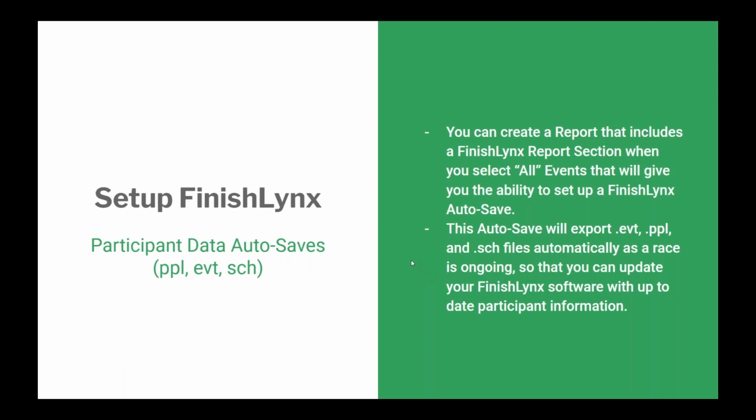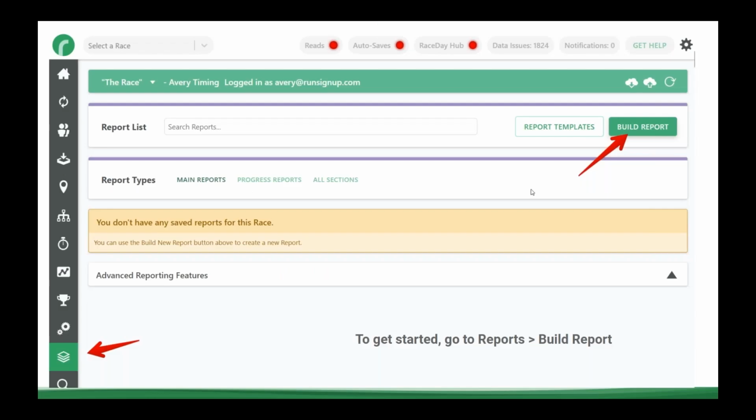All right, setting up finish links with RaceDay Scoring, and this is for participant data autosaves. You can create a report that includes a finish link report section. When you select all events, you'll get the ability to set up a finish links autosave. The autosave will export your EVT, PPL, and SCH files automatically as the race is ongoing. So you can update your finish link software to set up the participant information.